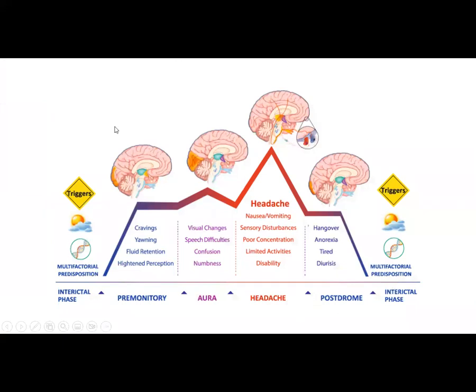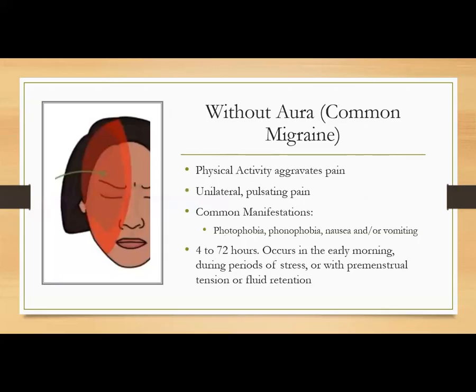And I like this picture here because it gives a very quick indication of what's happening with a migraine. You've got that craving, and then you've got the aura phase where they've got visual changes, the actual headache itself, and then that hangover phase, and then it's going back into no longer having the migraine. The next type of migraine is the one without an aura, which is your common migraine.